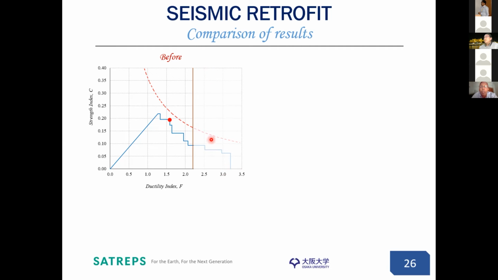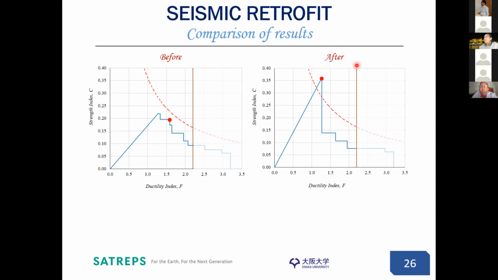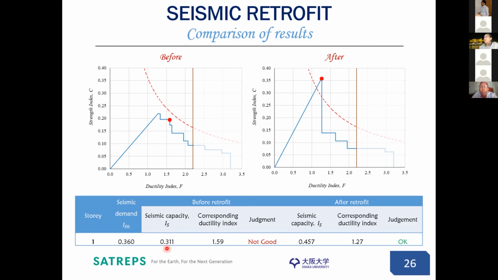And we didn't do any retrofitting to prevent that. So we cannot take the capacity beyond 2.2. So we are still limiting the capacity up to 2.2. Before retrofit, it was like this. And after retrofitting with 4 ferrocement masonry infill walls, at 1.27, the point bumped up the demand curve. And as you can see, now we can declare this particular floor in this particular direction as safe for this. And for the summary, before it was 0.311, and after strengthening it is 0.457. As you can see, it's much higher than the required 0.360, and the judgment can be taken as okay.